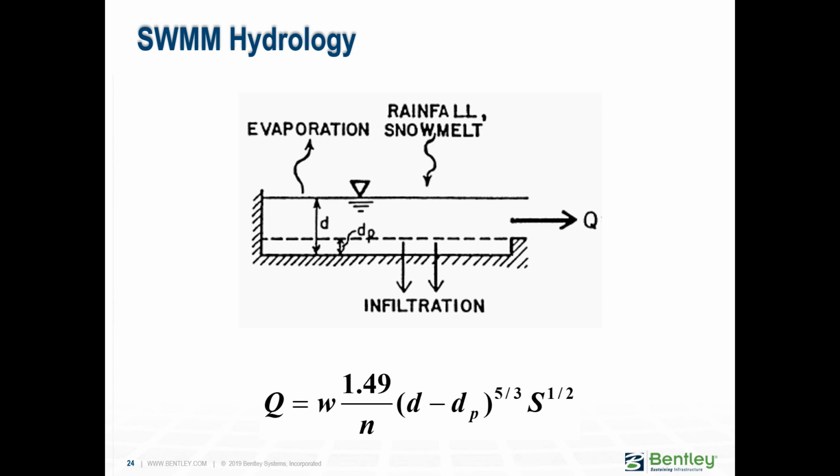Here's the EPA SWMM nonlinear reservoir model for runoff. User must supply the catchment width, the depression storage depth, its slope and roughness, as well as the percentage of impervious area.